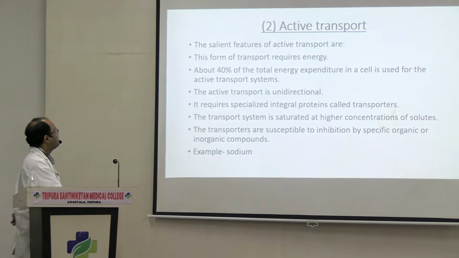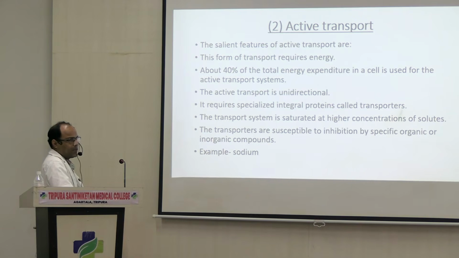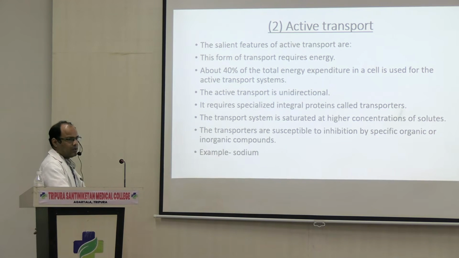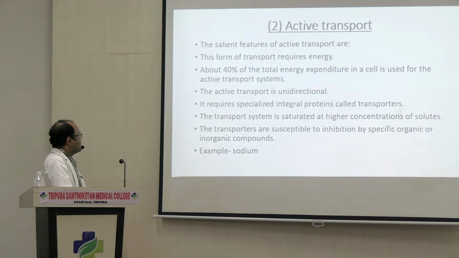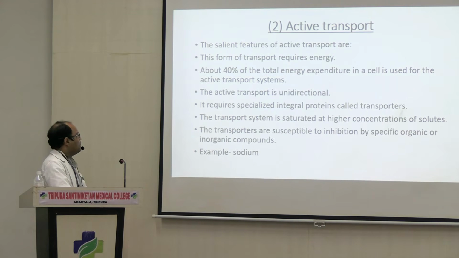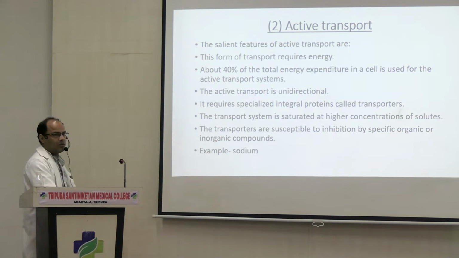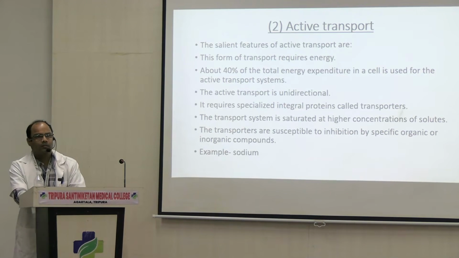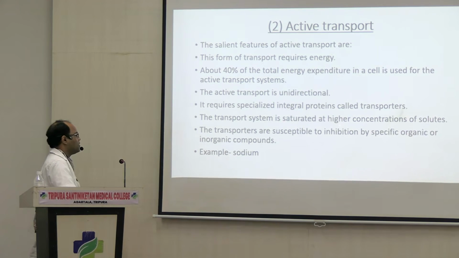active transport. The cellular feature of transport: this form of transport requires energy. Energy comes from degradation of ATP. About 40% of cell energy is used for this process. This is a unidirectional process. It requires several integral proteins called transporters. Example, sodium potassium ATPase transporter protein. The transport system is saturated at higher concentration of solutes.